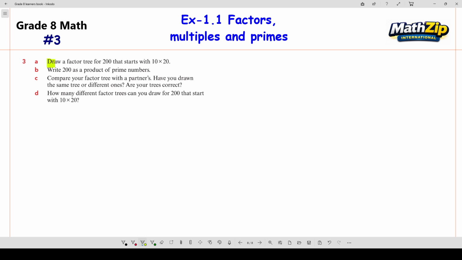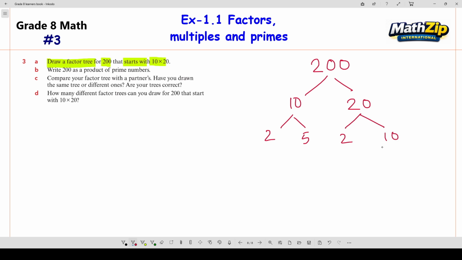Number 3, draw a factor tree for 200 that starts with 10 times 20. Okay, no problem. This is our 200 and it will start 10 times 20. So this 10 we can write as 2 times 5, and this 20 we can write as 2 times 10. This 10 can be written as 2 times 5. Okay, so this is number A.